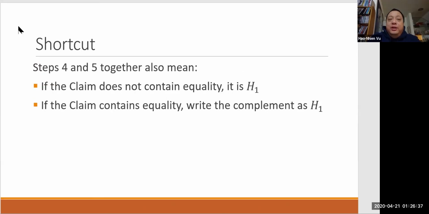After you've done this for a while, you will realize that steps 4 and 5 can be combined into one shortcut. If the claim does not include equality, for example, if it says less than, or if it says greater than, or not equal, then we know that it will be the H1. But if the claim does include equality, for example, if it says equal, or less than or equal, or greater than or equal, then it cannot be H1, and the complement is the H1. So we just write the complement and we label it the H1.